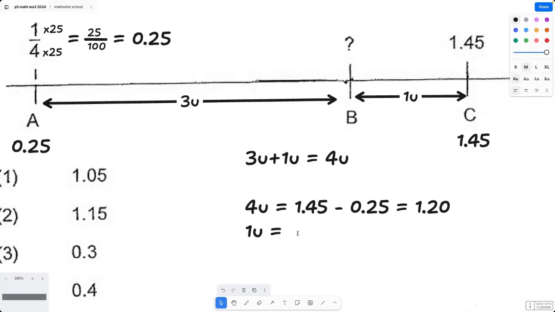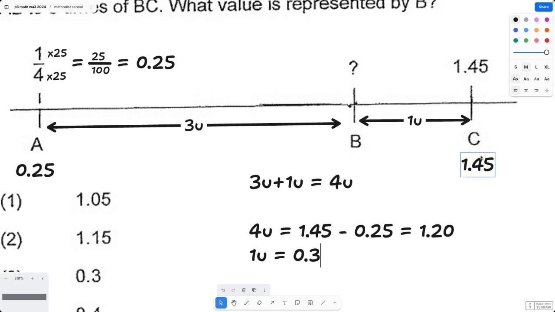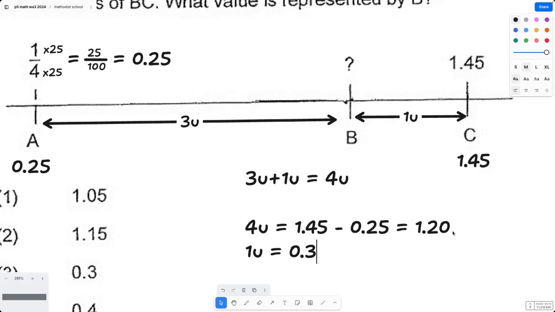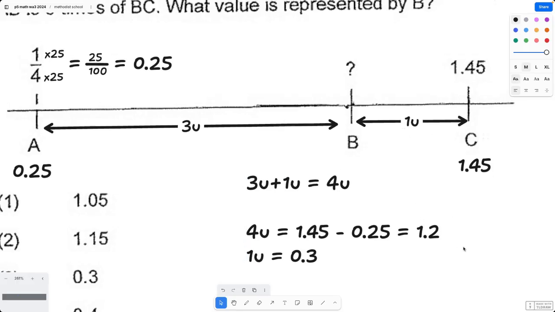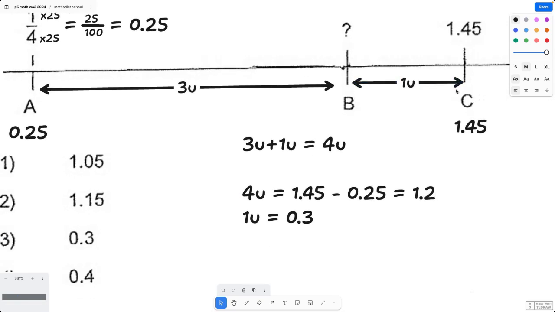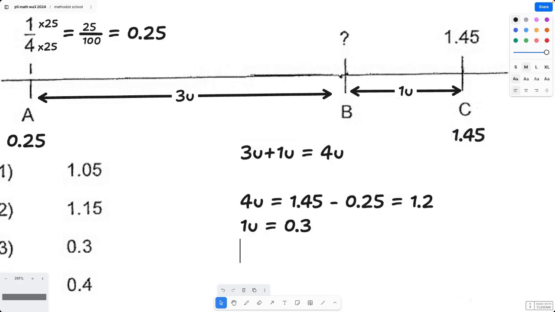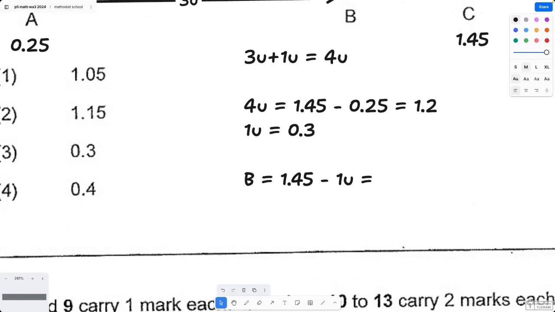So 1 unit, we divide by 4. So 1.20 divided by 4 is 0.3. So that's 1 unit. Now we know that 1 unit is 0.3. So that means B over here, what's the value of B? We can just reverse. So B is equal to 1.45 minus 1 unit, in this case 0.3. So we can just minus 0.3, or 30, so it's easier to calculate this.